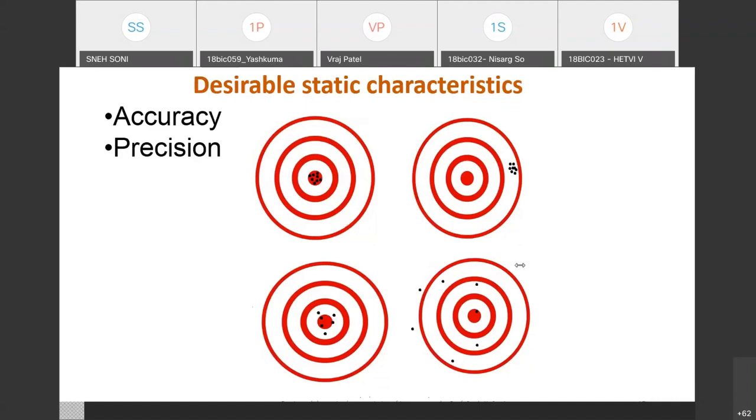Good. Next, roll number 60, Aryan. Sir, it is accurate but not precise. Third case. Yes, sir. Good. Why are you saying that? Sir, because it is closer to the set point, and the values are not close enough together. There is some variation, so because of that we can say it's not precise.